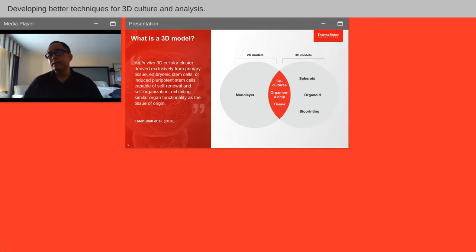As we move towards the middle, as we increase complexity, we can add multiple cell types to a 2D model by looking at co-cultures, which will employ multiple cell types, two or more, to see how that interaction better mimics the in vivo system.